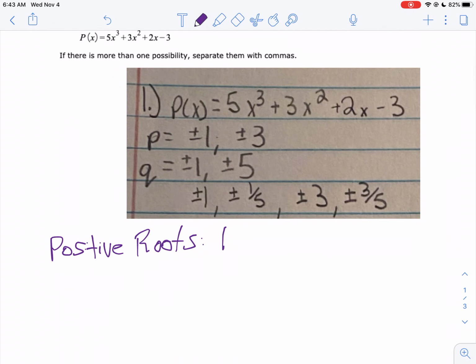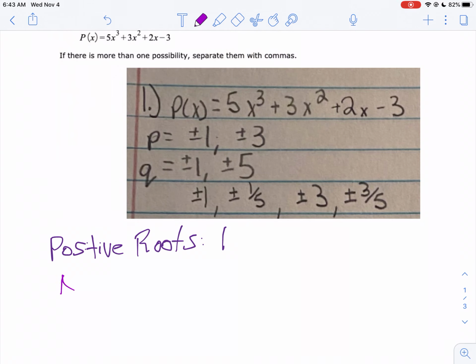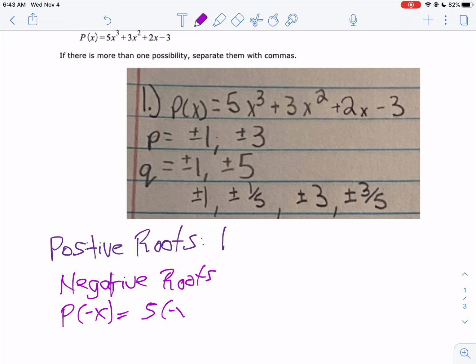Now to find the number of negative roots, let me switch colors here so you can see the difference. I want you to find P of negative x. So it'll be 5 times negative x cubed plus 3 times negative x squared plus 2 times negative x minus 3.